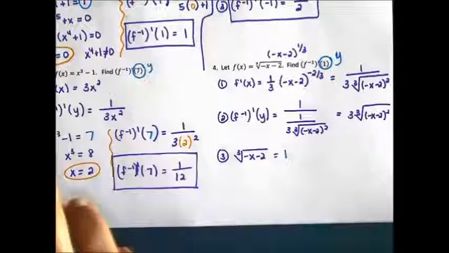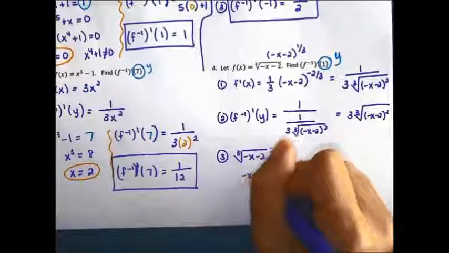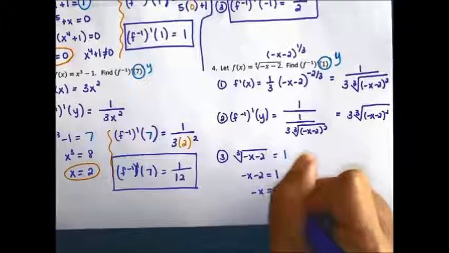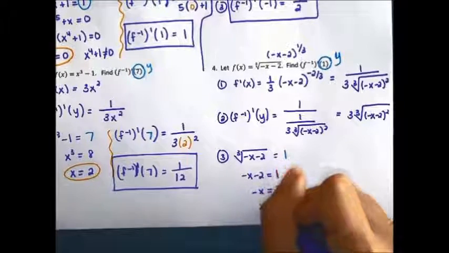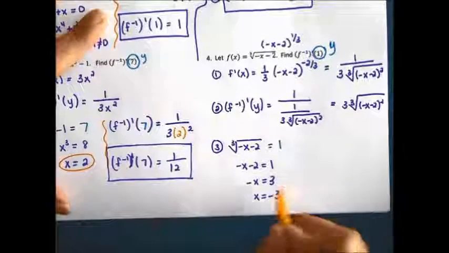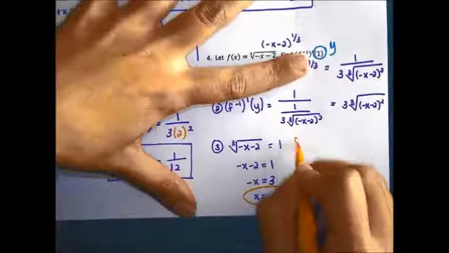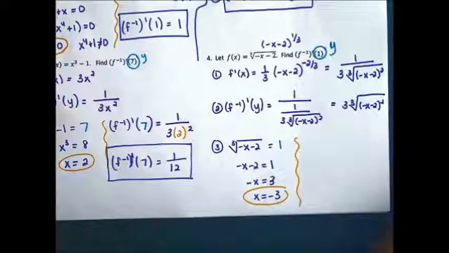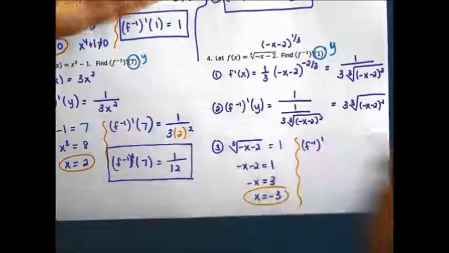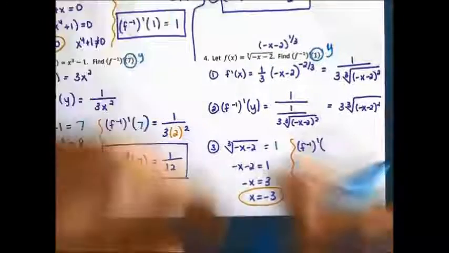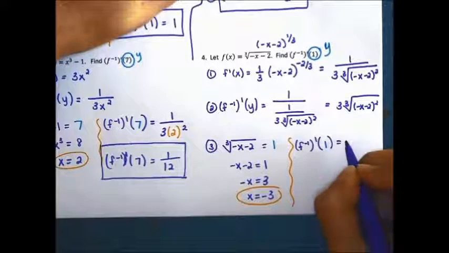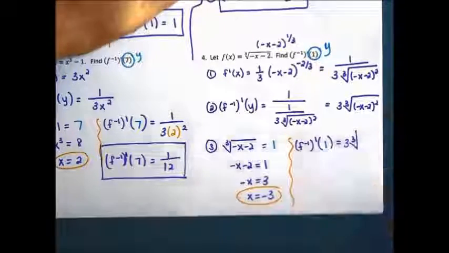Now I would cube both sides, so negative x minus 2 equals 1. I would add 2, so negative x equals 3. And then I would divide, so I would get negative 3. This now is my x value. So I'm going to plug that in. So the inverse function's derivative at 1 would be plugging in this x.